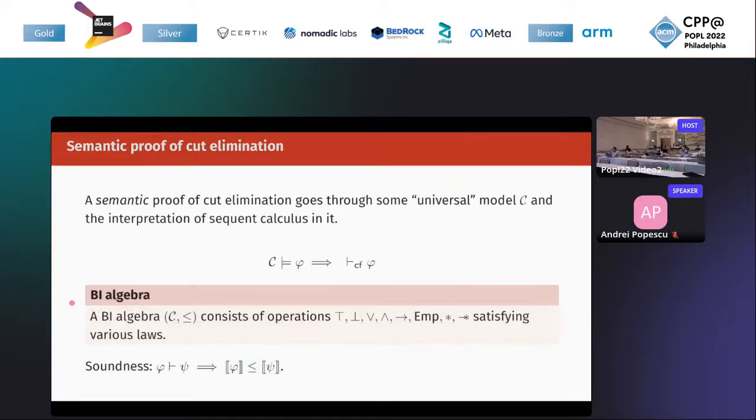As a side note, as models, we'll consider algebraic models, so BI algebras. The details of what a BI algebra is are not important, but essentially it's a set with a pre-order and all sorts of functions and operations that allow us to interpret BI connectives. What you need to know is that BI algebras are sound with regard to the sequent calculus, meaning that if phi proves psi is derivable, then the interpretation of phi is going to be below the interpretation of psi.